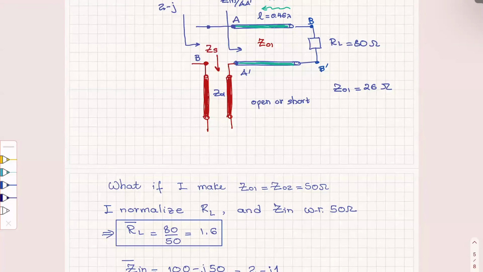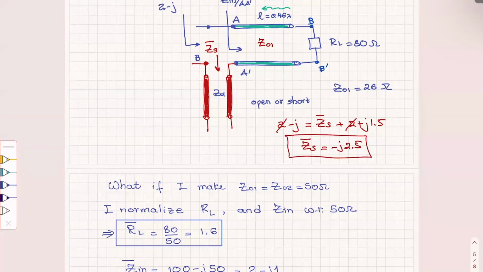We have to have the following normalized relationship: 2 minus j equals ZS normalized plus 2 plus j 1.5. So this and this cancel, and that tells us that ZS normalized has to be minus j 2.5.